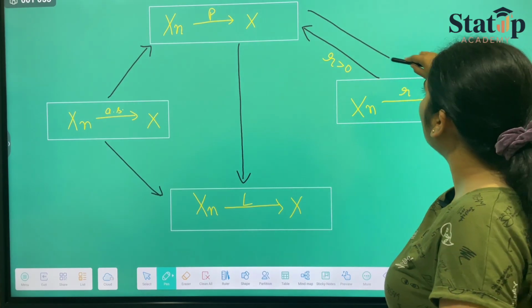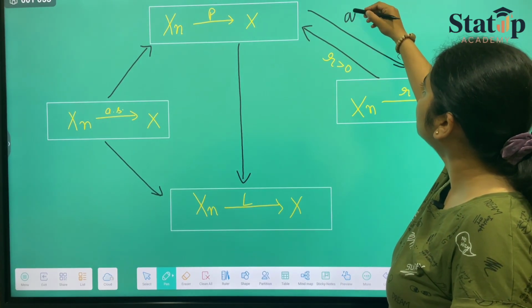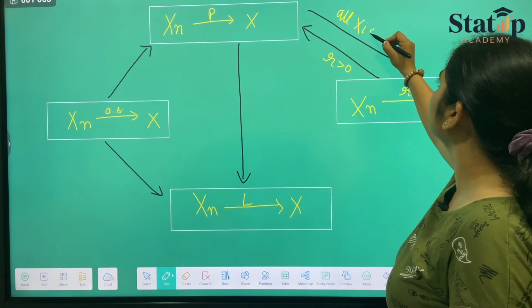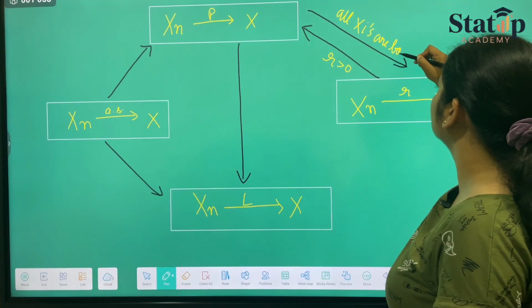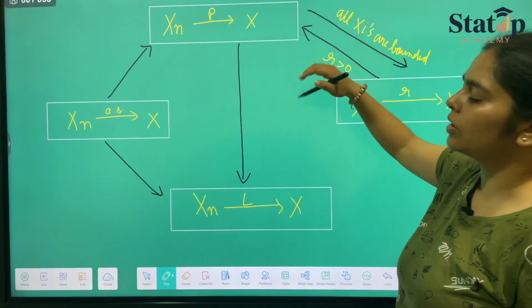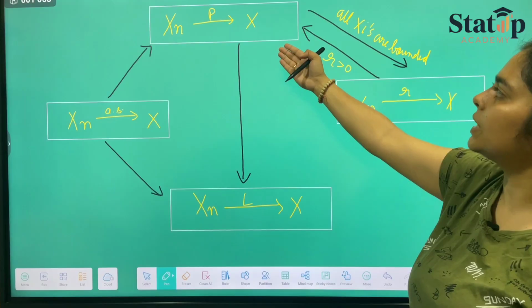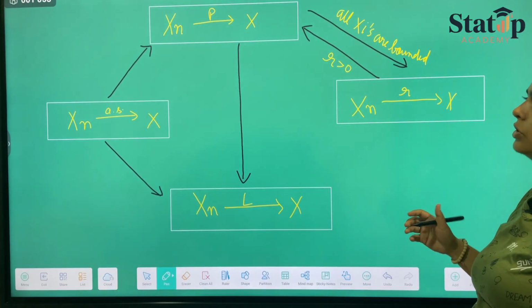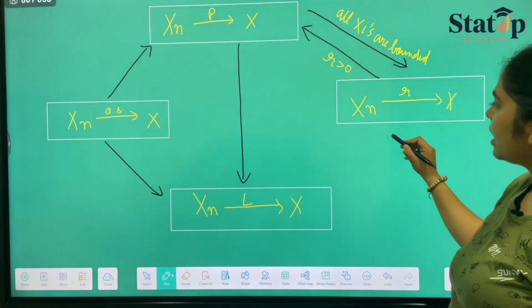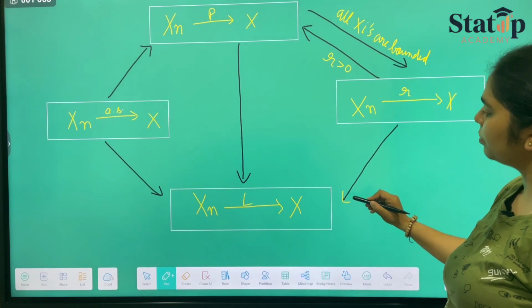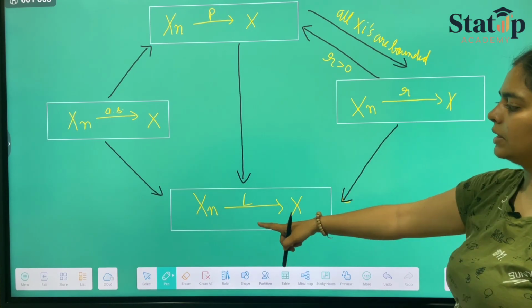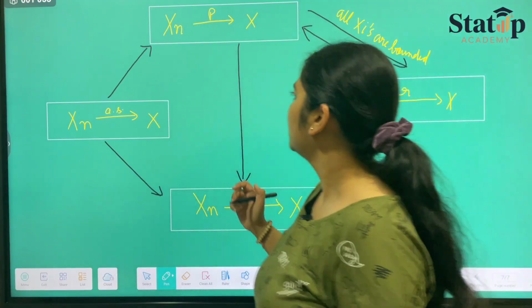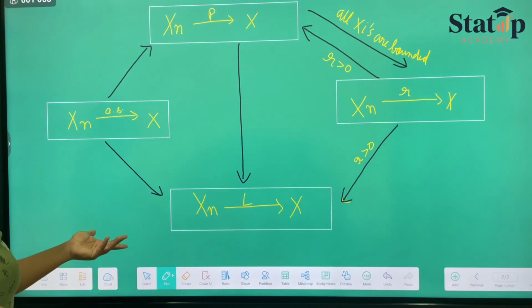And conversely, if all the Xi's are bounded, then we can say that if Xn converges to X in probability, then Xn will always converge to X in rth mean. And here also, Xn converging in rth mean to X, with r greater than 0, implies that Xn also converges to X in law.